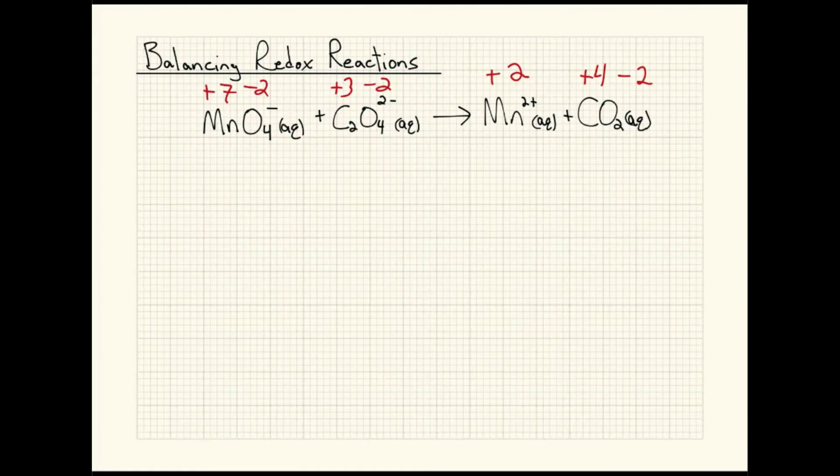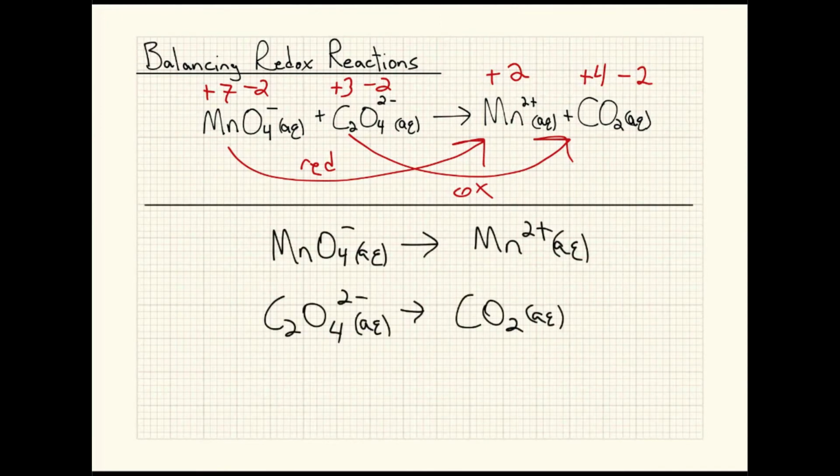I've just gone on and put some oxidation states onto each of my atoms in this process so that it's fairly clear to me which element undergoes which process. For example, manganese goes from a +7 oxidation state to a +2, so it's clearly been reduced. Likewise, my carbon atom goes from a +3 to a +4, and so it gets oxidized. And these are each of my half reactions.